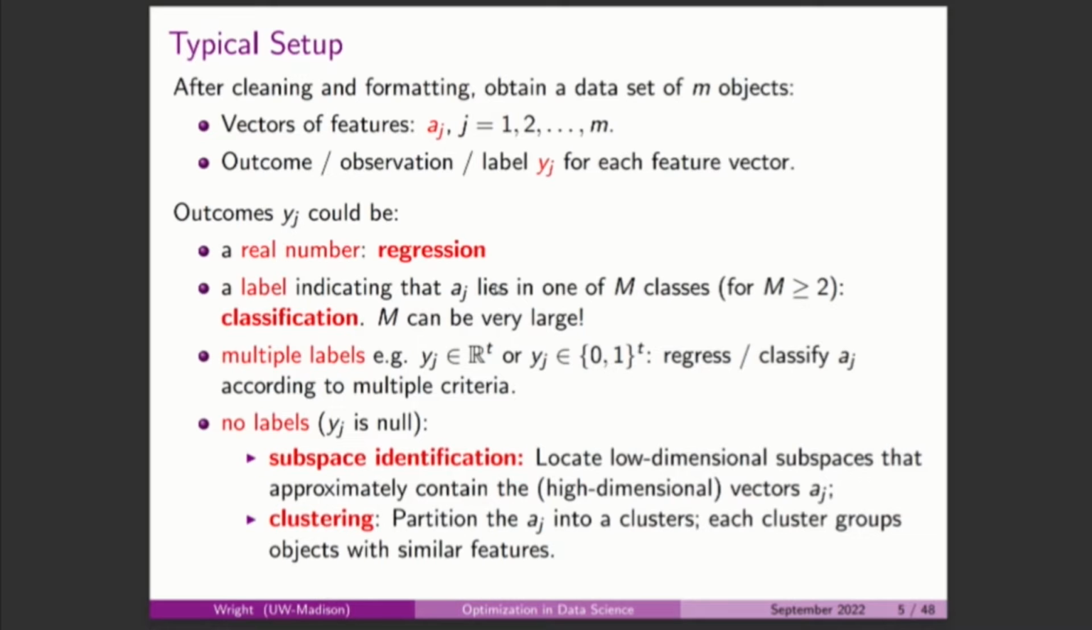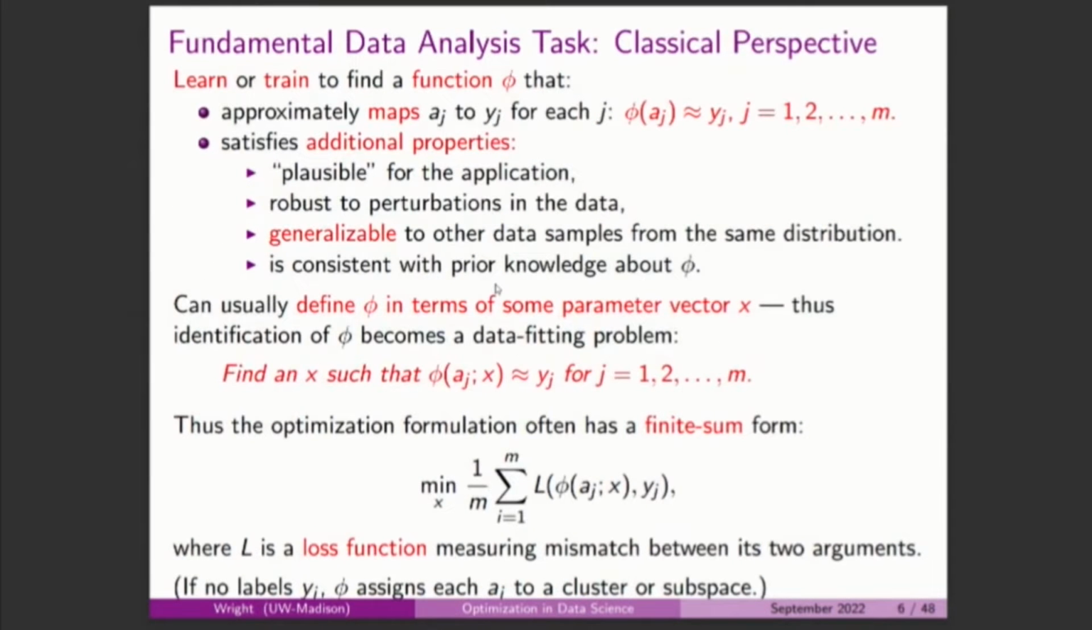In that case, you want to somehow organize the a_j in some useful way. You might want to cluster the a_j into sets with presumably similar properties, or you might want to find subspaces that all of the a_j lie on. For example, a_j might be a very high-dimensional vector, but all of the a_j might lie on some low-dimensional subspace or manifold.